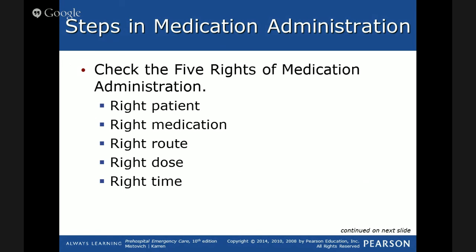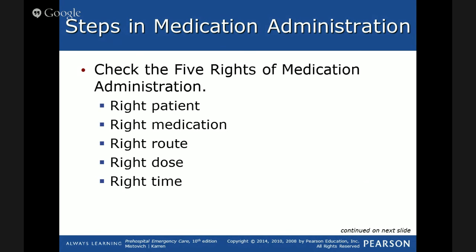We want to make sure we have the right patient, okay? Meaning if we're in a hospital setting, and we're supposed to give Mr. Smith the medication, let's make sure we've actually got Mr. Smith, okay? In the pre-hospital setting, right patient kind of applies to, does the patient meet our criteria? So the right patient for nitroglycerin is going to be somebody who's got chest pain, who we think is cardiac in nature, et cetera, all right? The right medication, we're supposed to be giving nitroglycerin, well, we better have nitroglycerin. That one's pretty simple, okay?